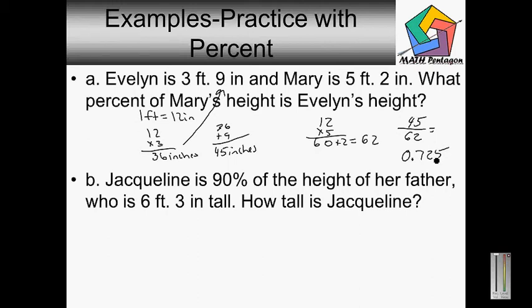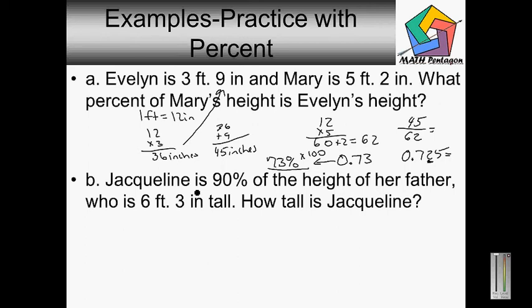But we want to know the percentage of Mary's height to Evelyn's height, so I'm going to round this at the hundredths place. And this is you look to the right of the 2. Is it greater than 5 or equal to 5? Yes. So now I have 0.73. Now I want to convert this to a percentage, so I just multiply by 100, and that's going to give me 73%. So the final answer to this would be 73%.